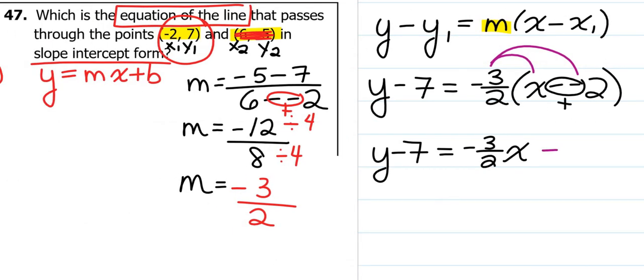So here we have a positive 3. I'm sorry, not a positive 3. It's going to be a negative 3. And negative times a positive is a negative.